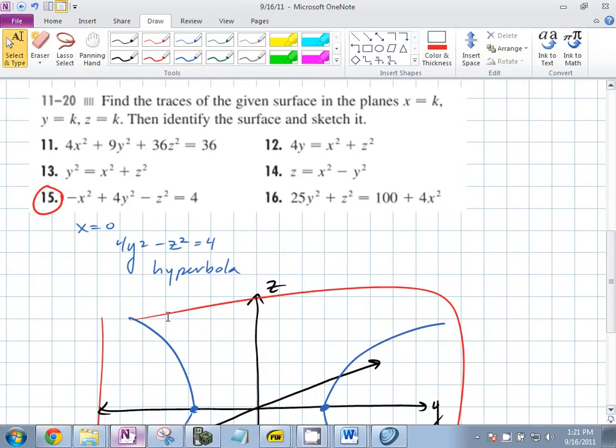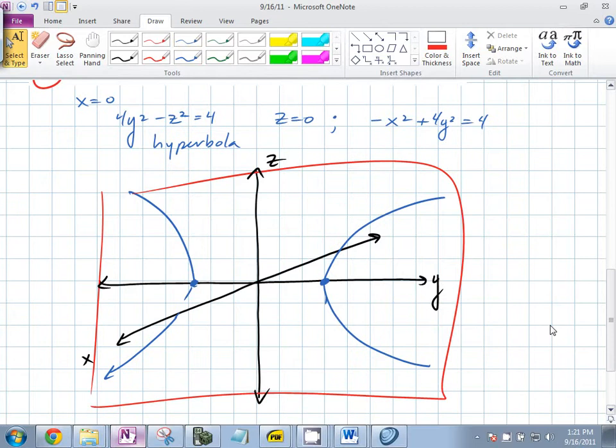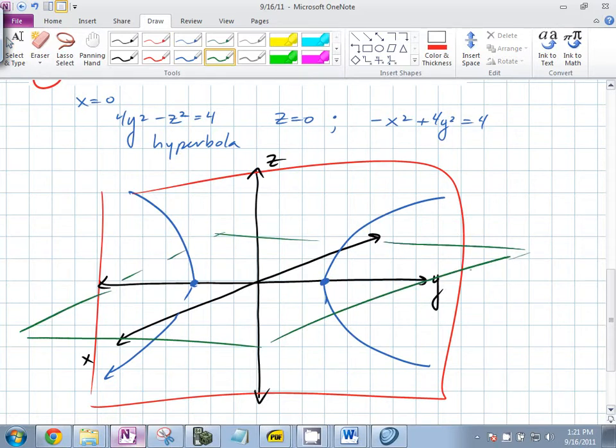Let's set z equal to 0. If we set z equal to 0, we end up with negative x squared plus 4y squared is equal to what? Does that look mighty familiar? It should. It's the same exact curvature, just on a different plane. What plane are we on now? The xy plane. This green plane right there.